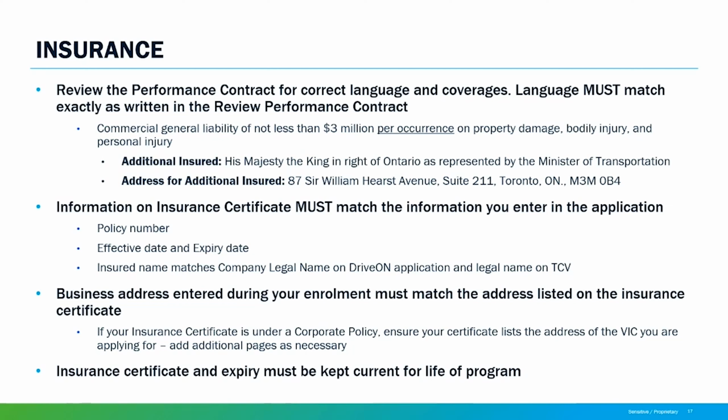As we have mentioned, all the information in your documentation must match the information entered during your enrollment. The address listed on your insurance policy must match the business address entered during your enrollment. So if your insurance certificate is a corporate policy, that is, you have multiple business locations under one insurance certificate, your certificate must list all the addresses of the locations you're applying for. Have your insurance company add additional pages to the insurance certificate to list the addresses of all locations covered by that insurance policy.